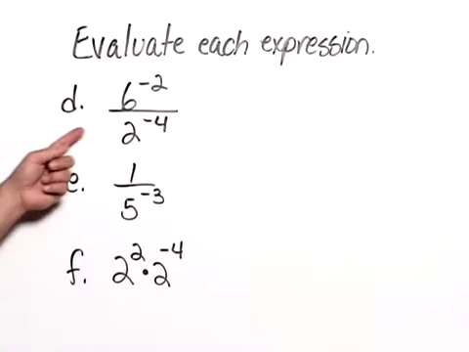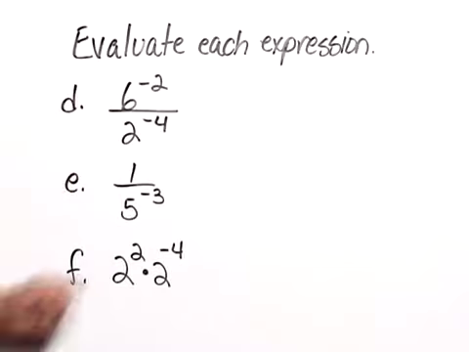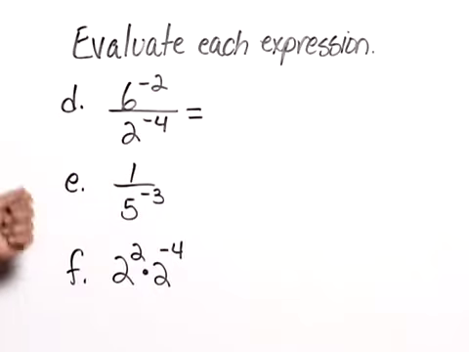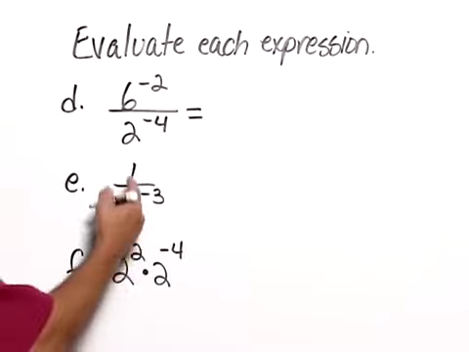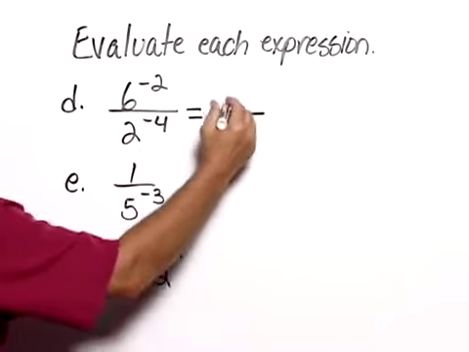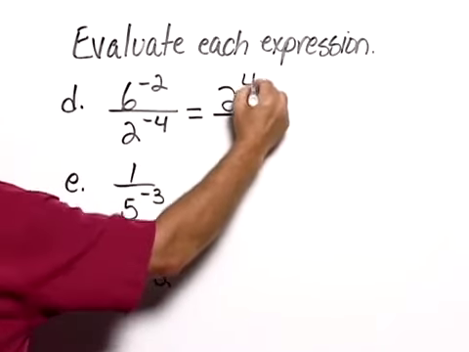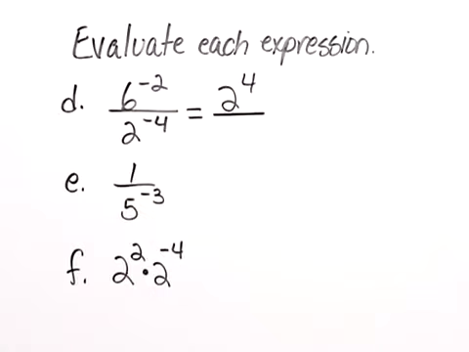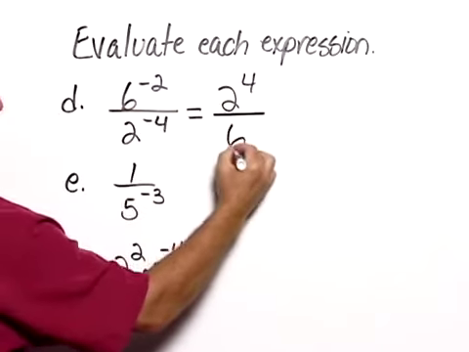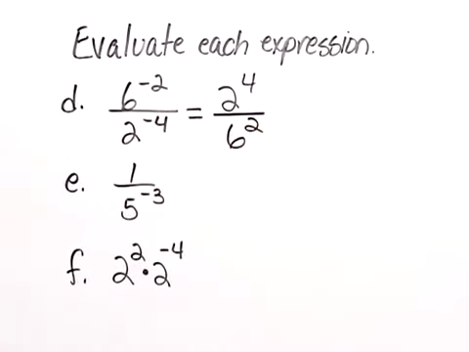For part D, we have 6 raised to the negative 2 divided by 2 raised to the negative 4. Again, applying the idea that when you have a negative exponent, you can take that exponent and put it into the opposite part of the fraction and change it to a positive exponent. So when we do this, we take the 2 to the negative 4 that's in the denominator and we put it into the numerator as 2 to the positive 4. And then for 6 to the negative 2 in the numerator, it goes into the denominator as 6 to the positive 2.